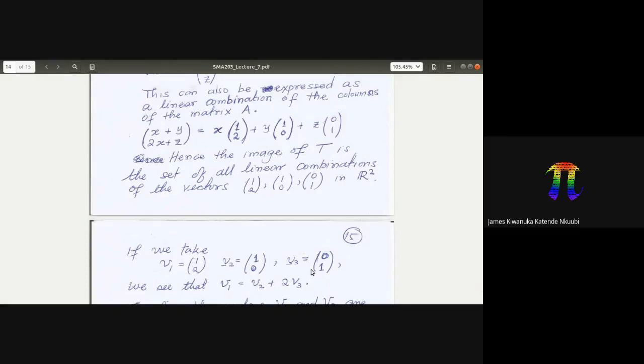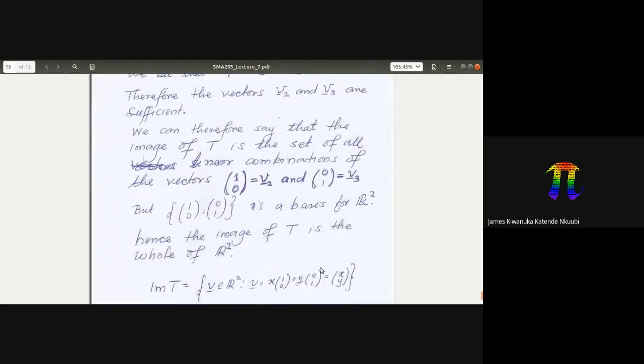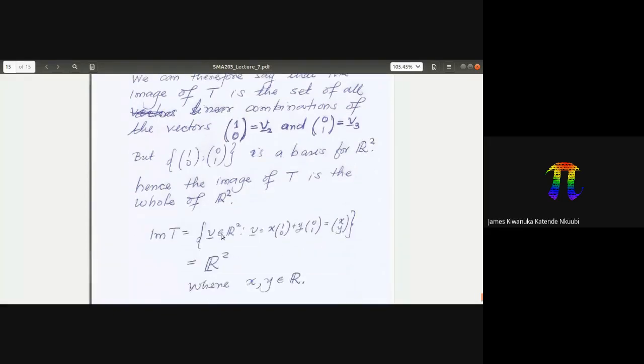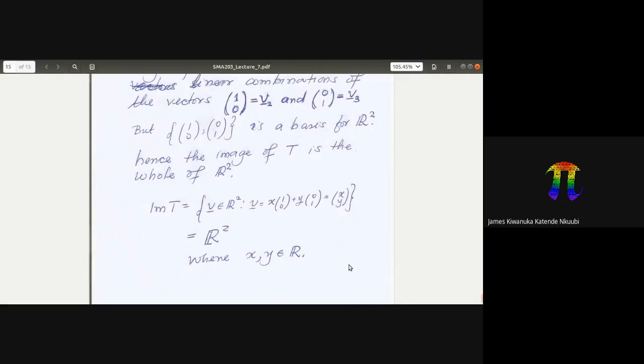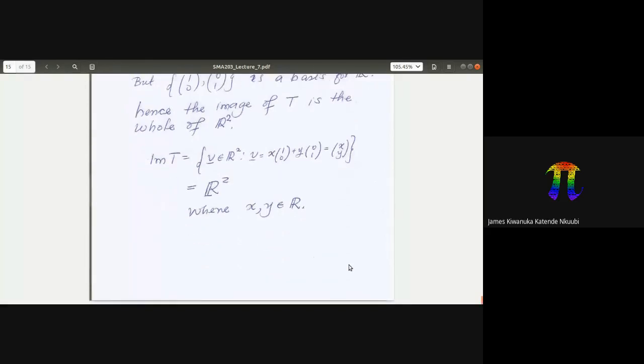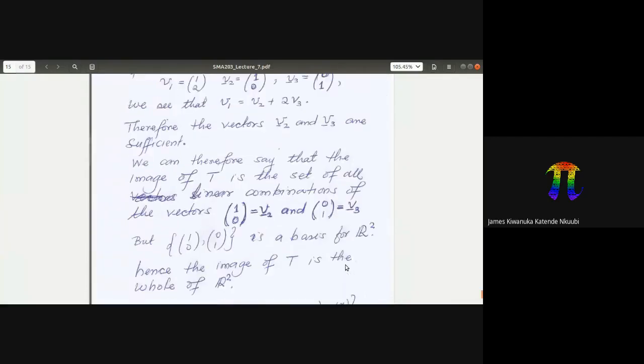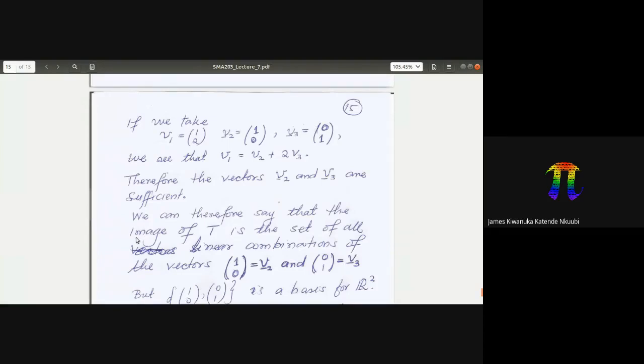Can you see how that works? But I picked the ones that are easy to work with, (1, 0) and (0, 1). So we get that the image is the whole of R2 in this case, which is made up just of the set of vectors which are a linear combination of the two vectors (1, 0) and (0, 1). Okay, that's an example of a map that is surjective, and we found the image.